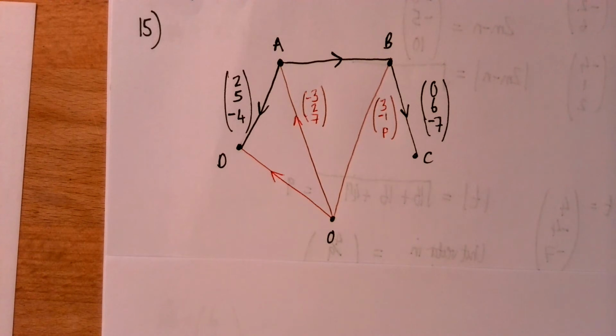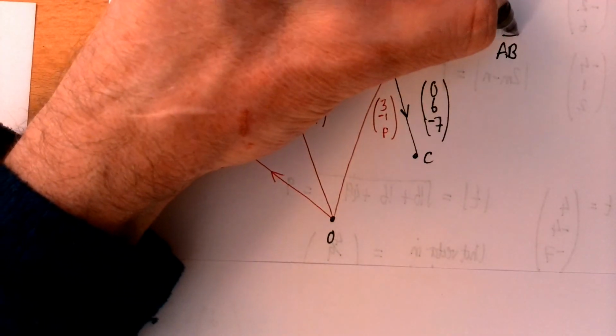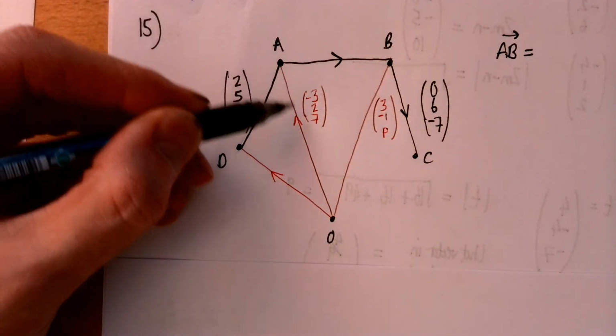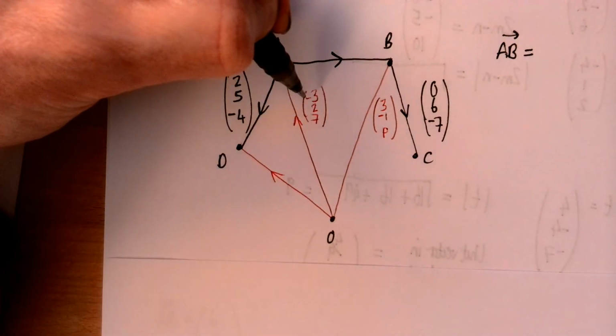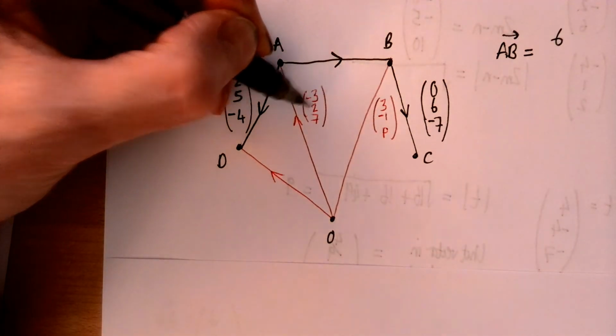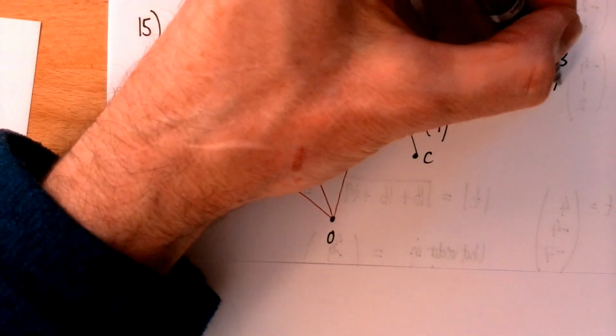ABCD is a trapezium, find the value of P. And this is a parallel vector question. So I'm going to work out the vector AB. Okay, now to get from A to B, I go backwards down there and forwards up there. So that's minus 3 plus 3, minus 2 minus 1, and minus 7 plus P.